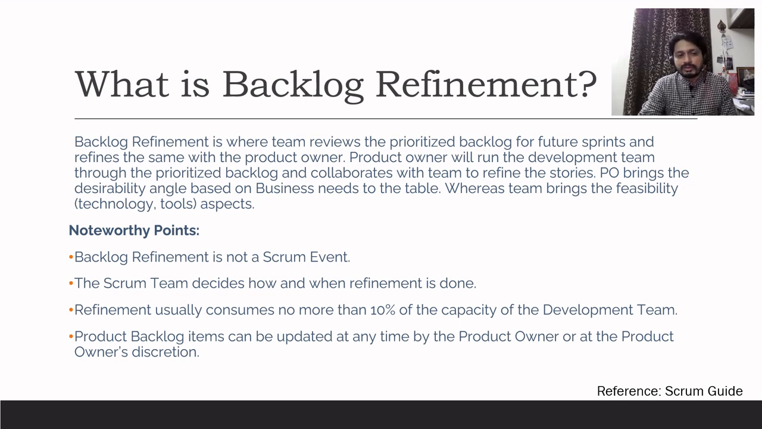So there are a few noteworthy points. Backlog refinement is not a Scrum event. We will talk more about this in the next slide. The Scrum team decides who, how, and when this refinement will be done, so there is no fixed criteria. It depends on the product that the team is building and differs from team to team. Refinement usually consumes no more than 10% of the capacity of the development team.